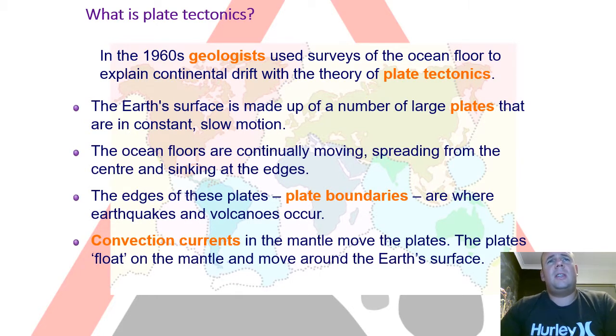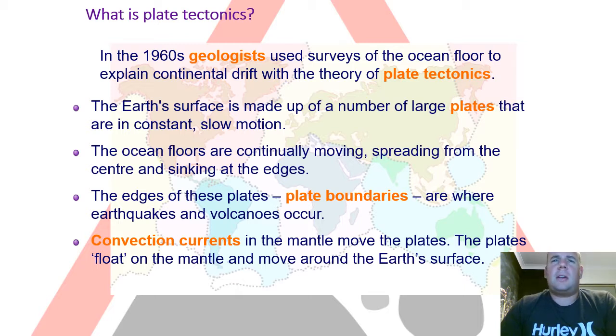By using surveys of the ocean floor, people started explaining what plate tectonics was, and basically we got this idea that the Earth's surface is made up of lots of different types of plates that are in slow, constant movement. We'll look at the different movements later. The ocean floors are continuously moving, spreading and sinking at the edges, hence why we get more tectonic activity, earthquakes, volcanoes at plate boundaries where plates meet. Convection currents, that's how the plates move around.